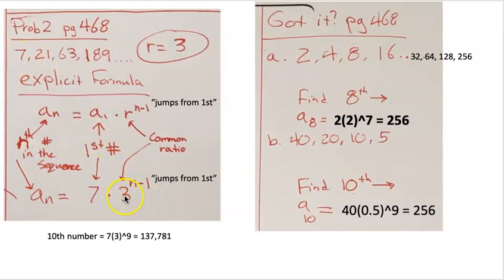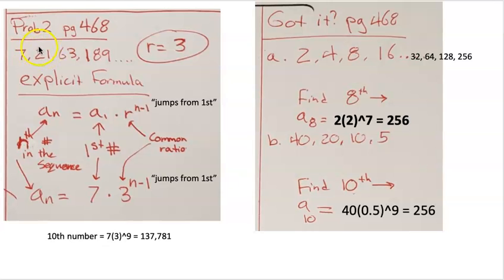You plug in a 1, all that goes away. Yeah, because you don't want to take it times 3. It's the first number. You want to render the common ratio powerless. You don't want to use it yet. So that's kind of what this n minus 1 does. It doesn't use it yet. It's the jumps from first.